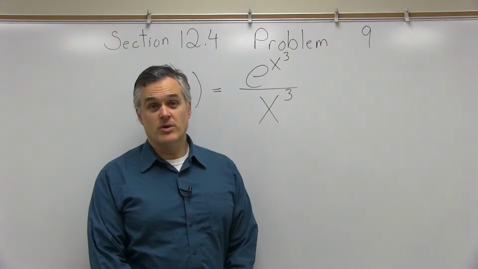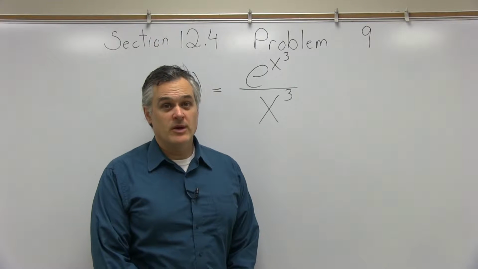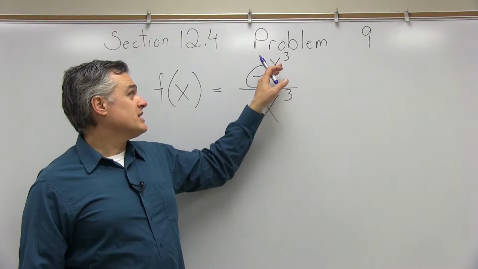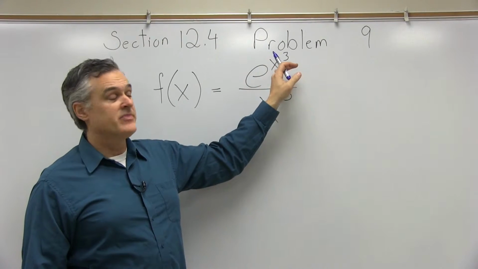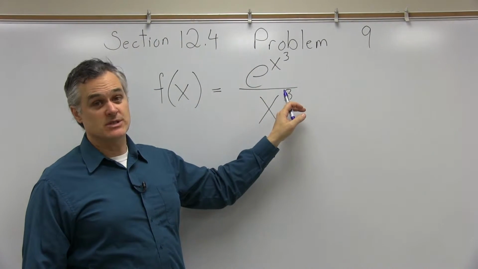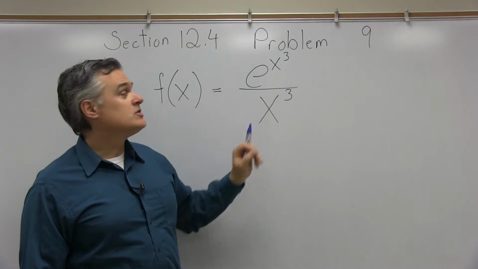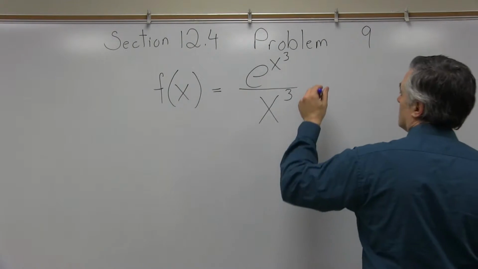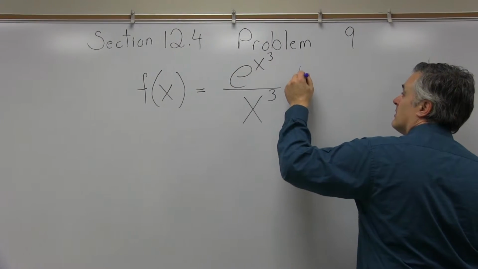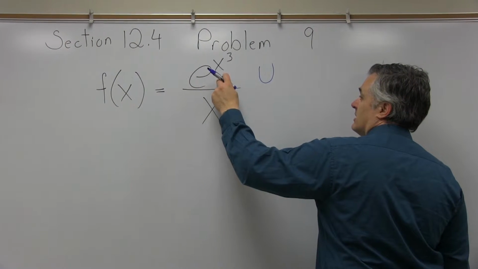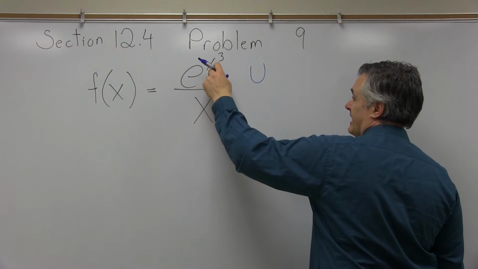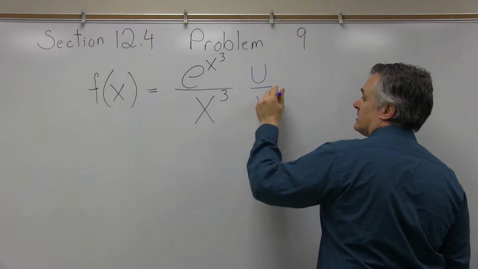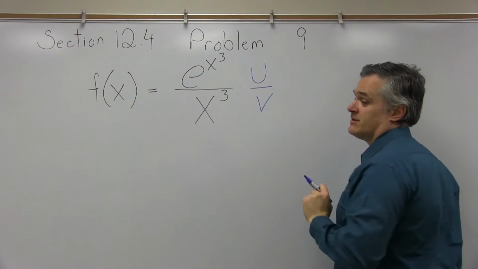This is Section 12.4, Problem number 9. We have a function f of x equals a fraction. The top of the fraction has e to the x cubed power, and the denominator has just x cubed. So this function is a quotient. The top of the fraction is the u, so e to the x cubed power is equal to u. The denominator of the fraction is the v, so x cubed is equal to v.